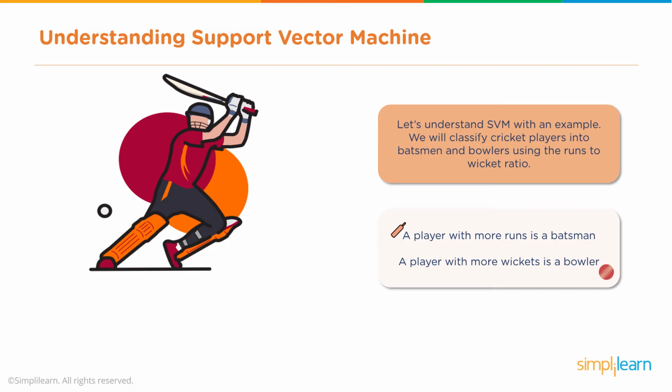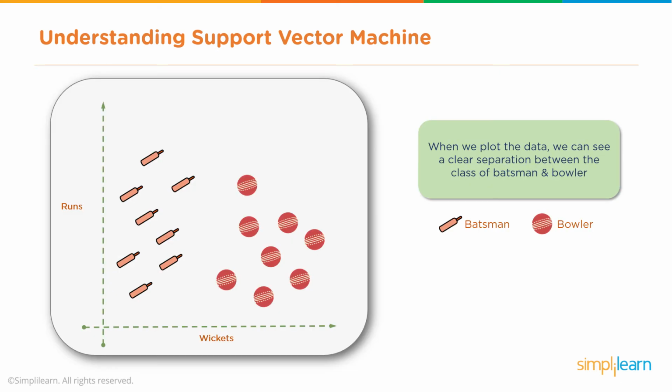So now let's understand what an SVM is. And if you want to understand support vector machine, you really need a good example. And I know that cricket is a wonderful game. I don't know a lot about it, but I know it's very popular around the world, and we're going to use cricket as an example of SVM. So we'll classify cricket players into batsmen or bowlers using the runs to wicket ratio. So a player with more runs would be considered a batsman, and a player with more wickets would be considered a bowler.